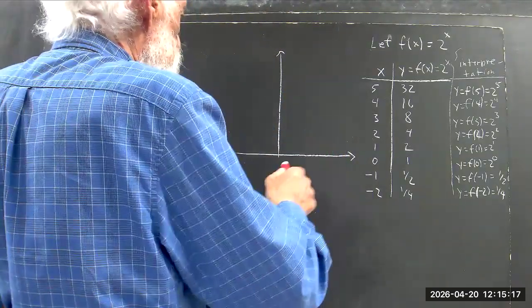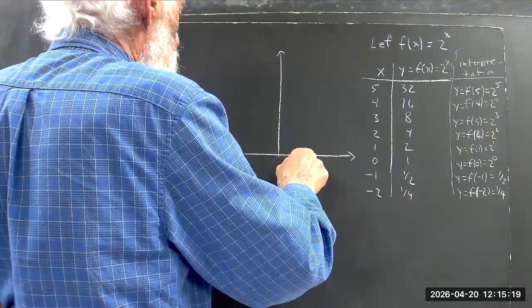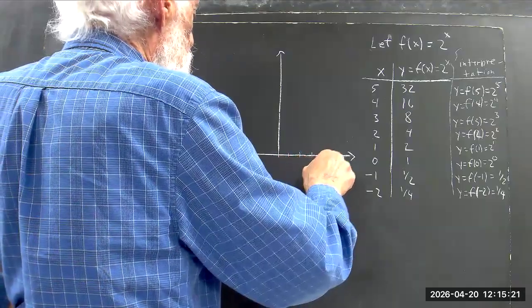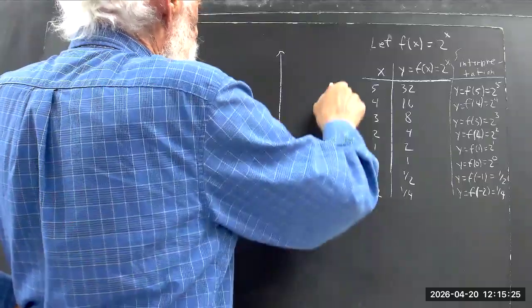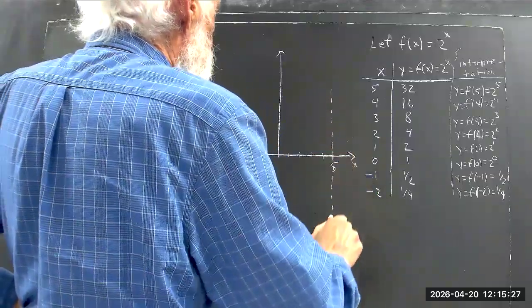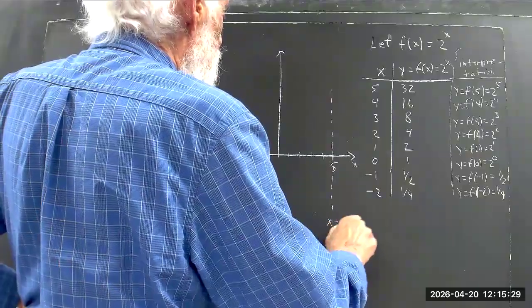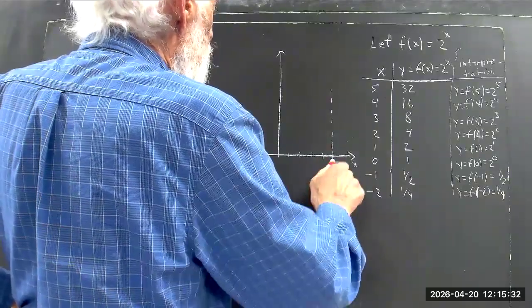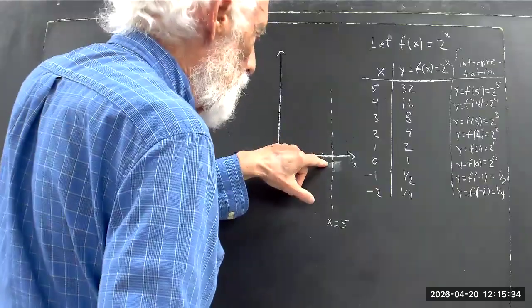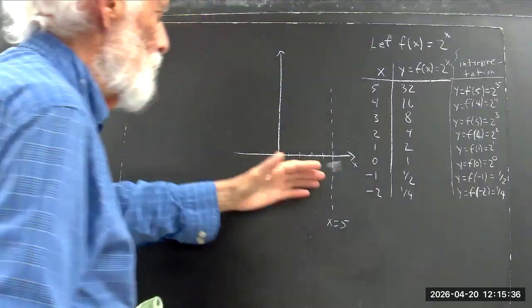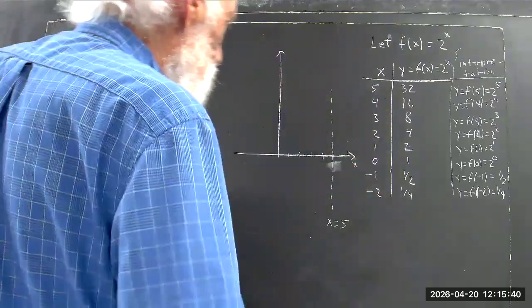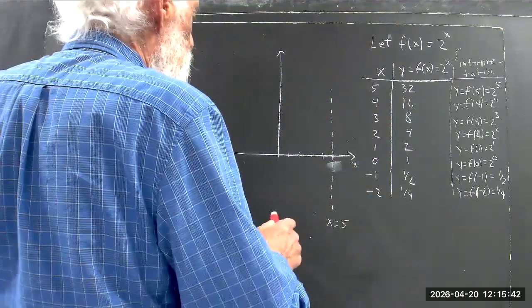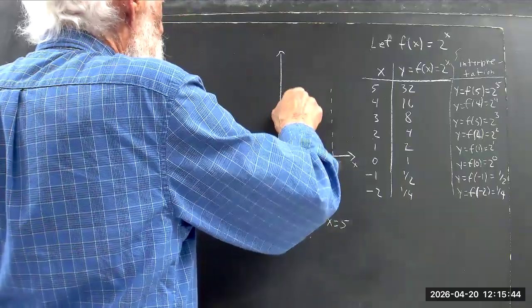Now I can mark a scale 1, 2, 3, 4, 5. Here's 5 on the x-axis. I'd like to draw the line x equals 5 instead of labeling 5 there, because if I label 5 there and my graph is below the axis, it could go through my label and mess everything up. But there's x equals 5, and here's x equals 1.